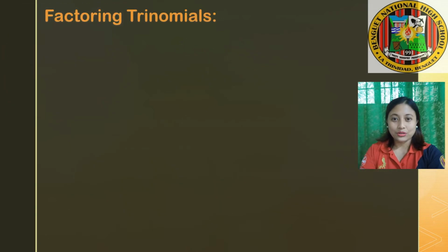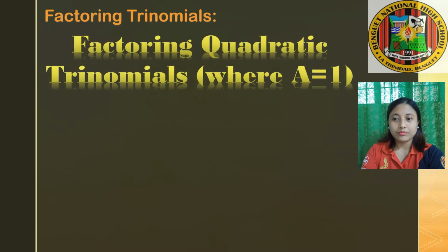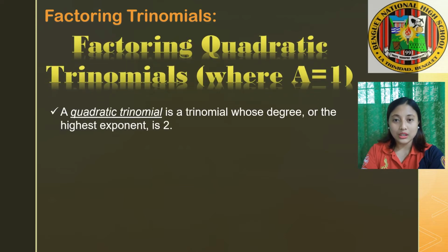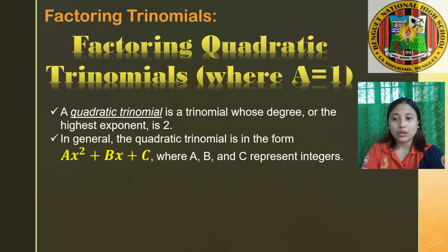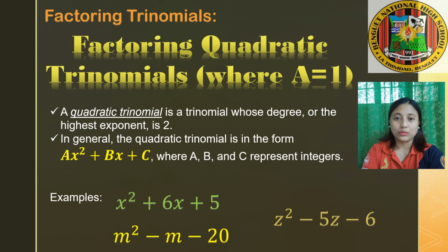Let's start our lesson on factoring trinomials. The kind of trinomials that we are going to factor in this lesson is called a quadratic trinomial. It is a trinomial whose degree, or whose highest exponent in the variable, is 2. It is usually in the form of the expression ax squared plus bx plus c, where a, b, and c represent integers. Take a look at the following examples of these quadratic trinomials.